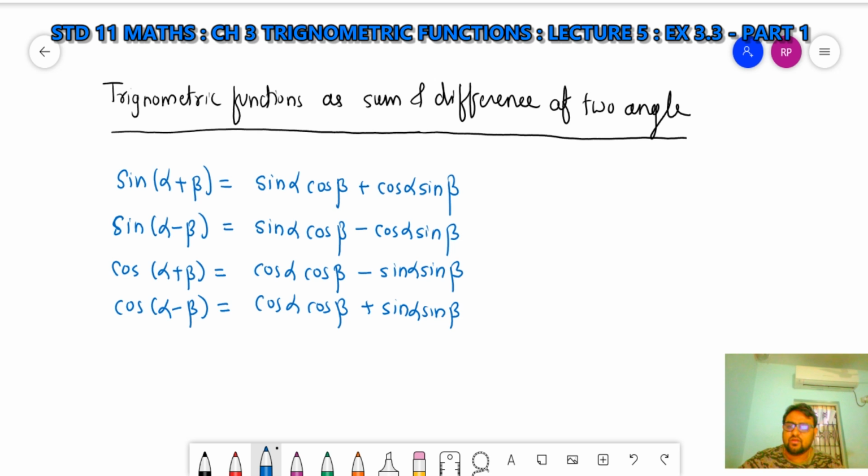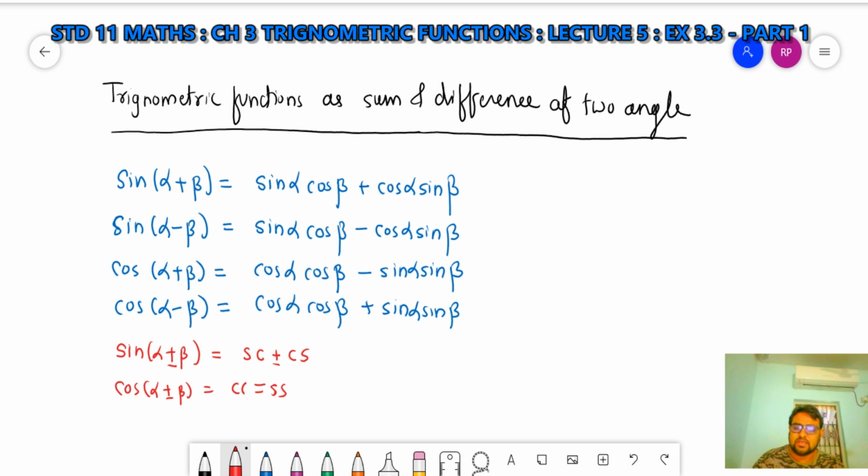Now a technique to remember: in short, sine alpha plus minus beta is equal to SCCS, the same sign, plus plus minus minus. SCCS means the first angle will always be alpha, the second will always be beta. So S sine alpha, C cos beta, C cos alpha, S sine beta. In the same way, if it is cos alpha plus minus beta, then it is CCSS with minus plus. Clear? Or else you can remember it separately.